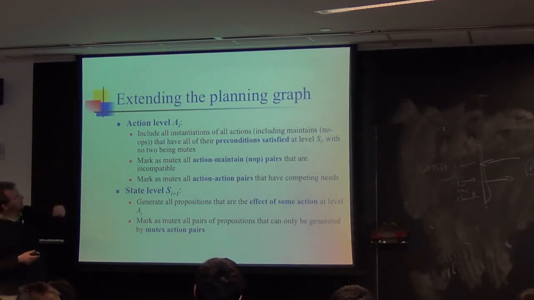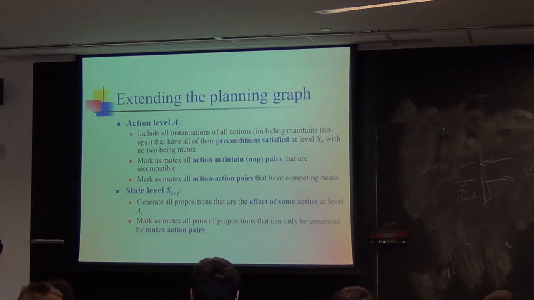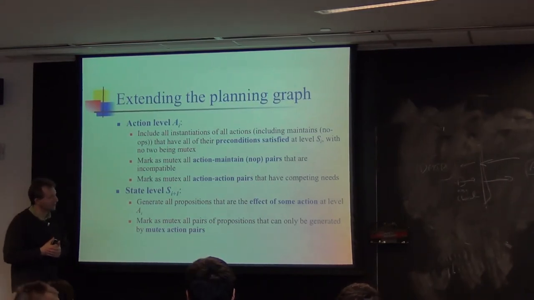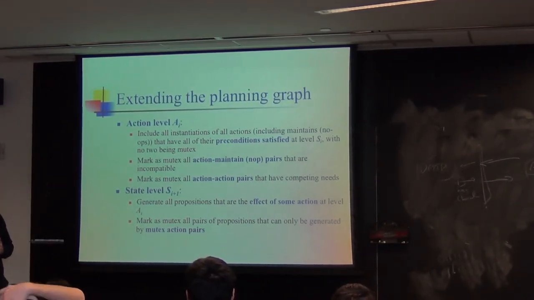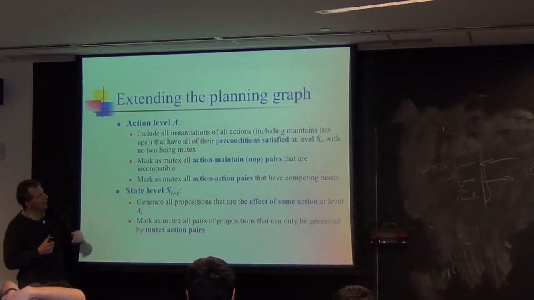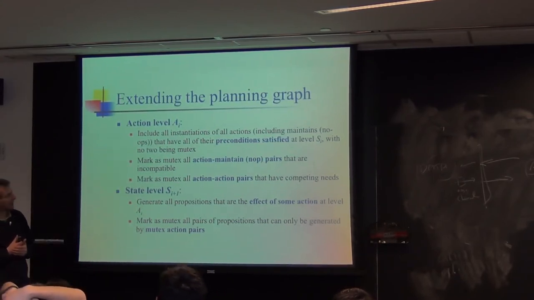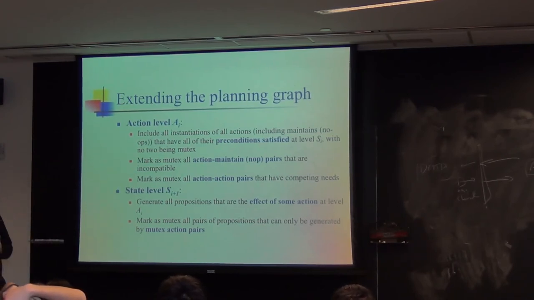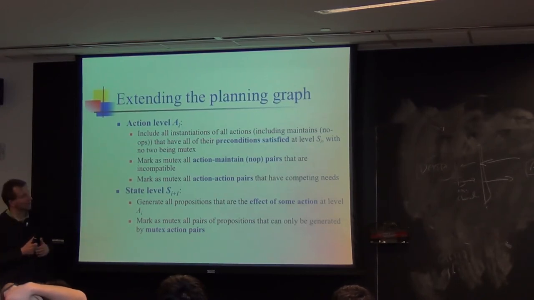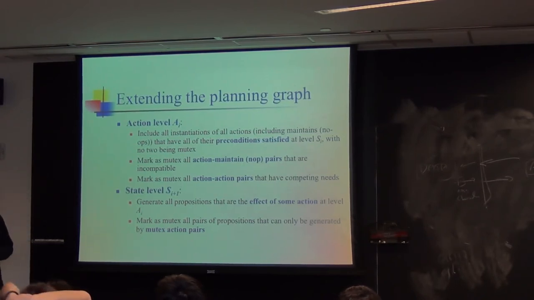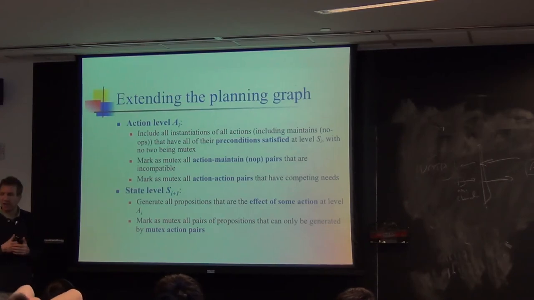So how you extend your planning graph is to include, as I said, all the instantiations of the actions, including maintain no ops, that have all their preconditions satisfied at level S, with no two being mutex. Mark as mutex all actions and maintain no ops that are incompatible, and mark as mutex all action pairs that have competing needs. Once you do this, you can look at the state level and generate all the propositions that have the effect of some action at level A sub I. And mark as mutex all pairs of propositions that can be generated by mutex action pairs. And again, at that point, you're going to have consistent paths that you can follow through on the graph.